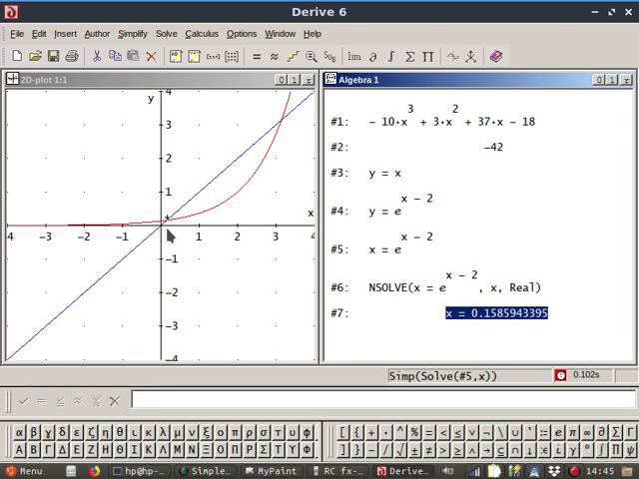Like you can see in number 10. Nice, huh? It's very nice.